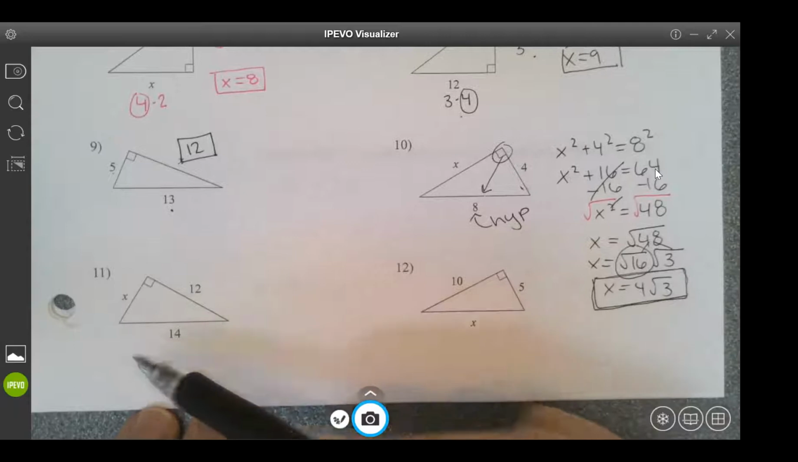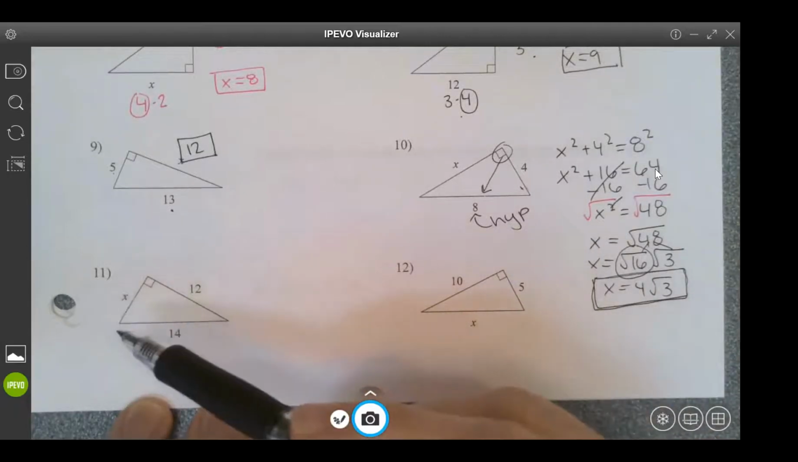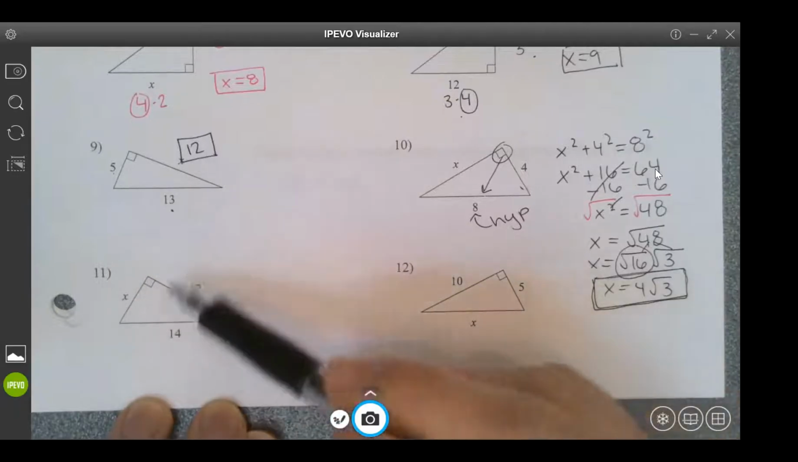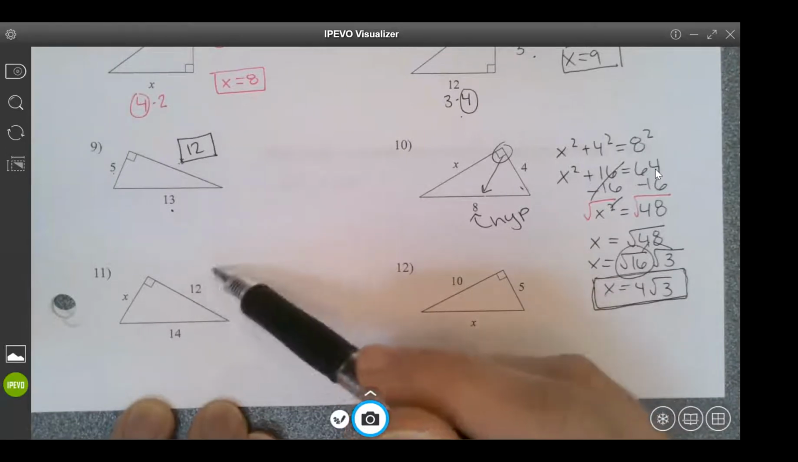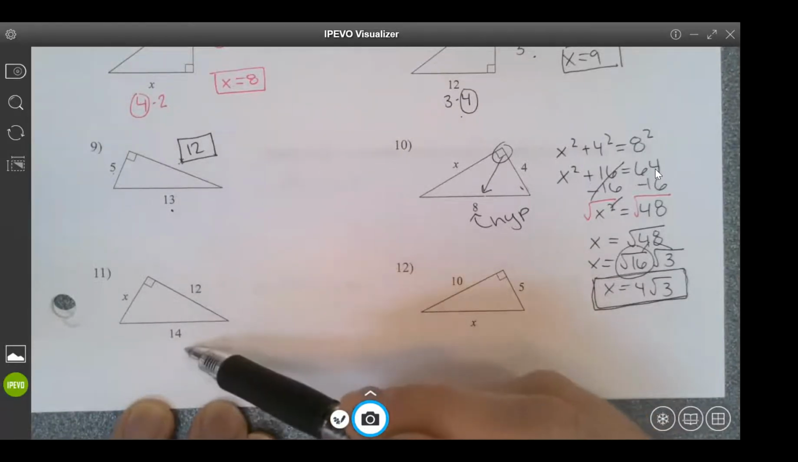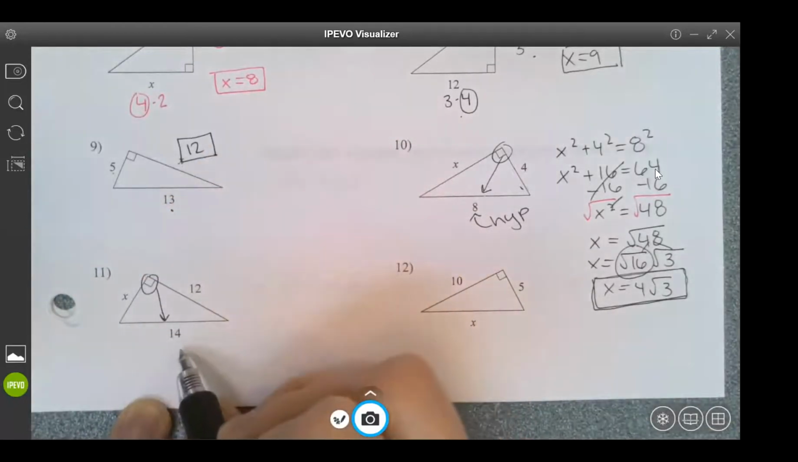11, not a triple. So one triple I look for is 12, 13, 5. That's not going to work. This is 3 times 4 or 4 times 3, but this is not 5 times something. And because this is the hypotenuse, this would have to be 5 times something for that to be my other triple that I'm looking for.